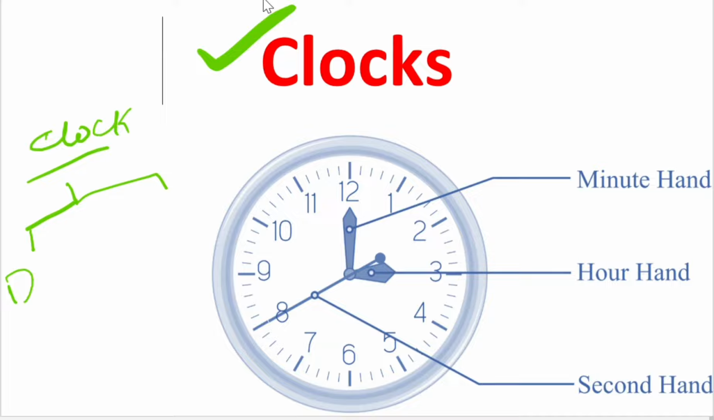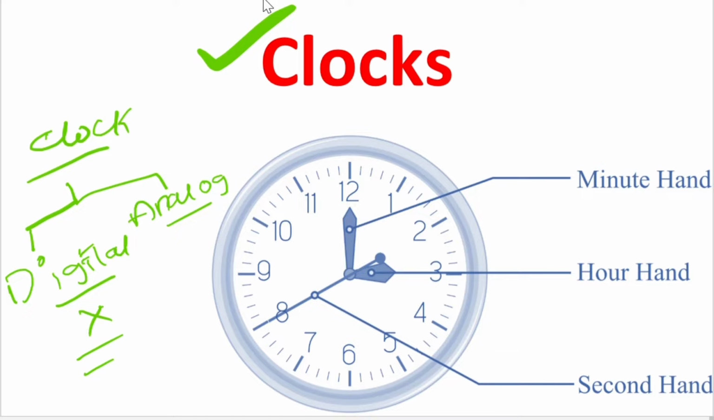In this clock topic we have digital clocks or analog clocks. So we have two types of clocks, that is digital and analog clocks. We will not be getting these digital type questions in any kind of examination. In most examinations we only get analog clock questions. The picture I'm showing you is an analog clock.